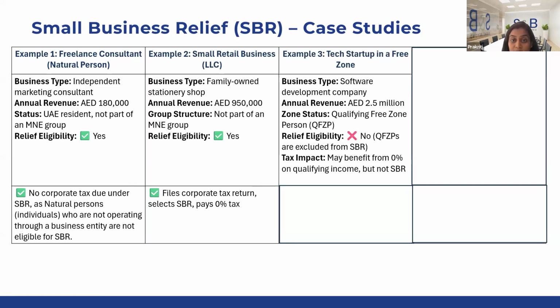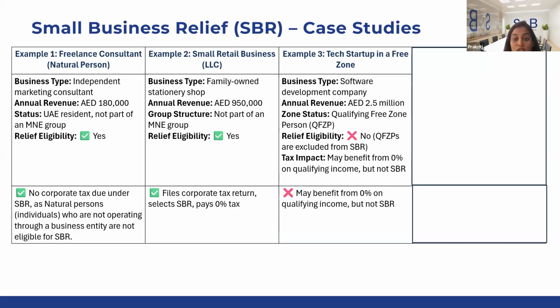In our third example, it is a juridical person, a software development company operating in the UAE, having an annual revenue of less than 3 million dirhams, which is the prescribed limit. However, it is incorporated as a free zone company. At the same time, it is a qualifying free zone person and electing to be a QFZP. That is the reason one of the conditions of SBR is not met, and hence it's not eligible to claim small business relief.